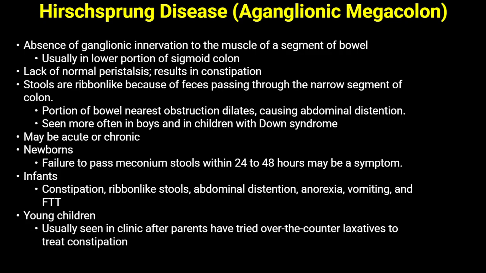For NCLEX, remember these key findings: failure to pass meconium, chronic constipation, abdominal distension, ribbon-like stools, rectal biopsy for diagnosis, and surgical correction as the definitive treatment.